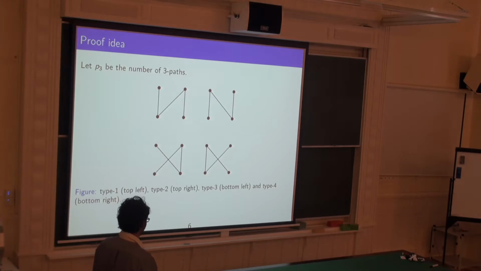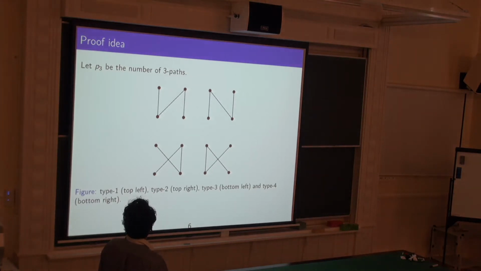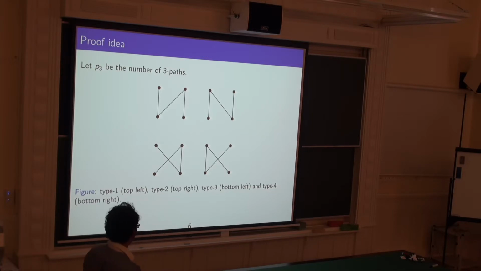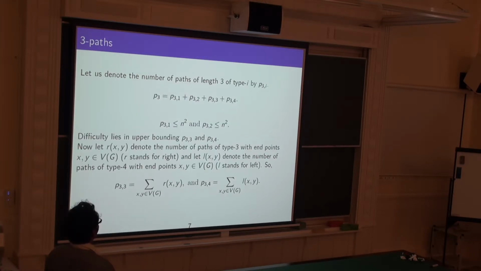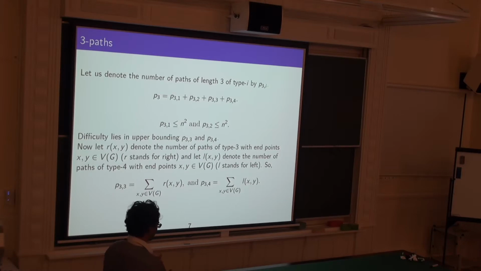So let us say that from now I will just call this the reverse N path, and this is the N path, and this is the 3 path. I wrote type 1, type 2, type 3, type 4, but I won't be able to remember this, so I will just call this N, and this is reverse N, and this is the right type path, and this is the left type path, because this opens to the right and this to the left. Okay, the idea is to count the number of 3 paths.